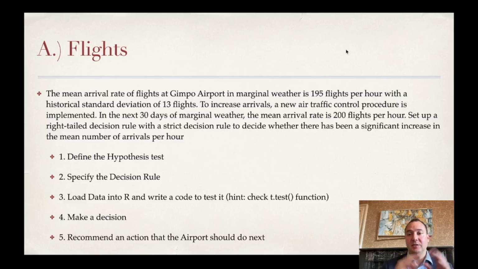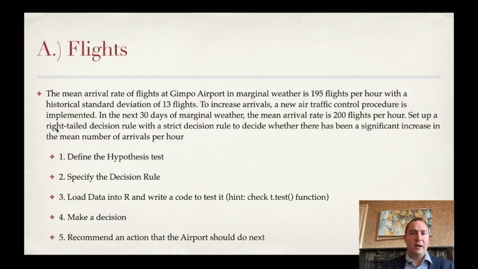So what we have is, historically, they've had 195 flights per hour. After implementing a new air traffic control procedure, now they have about 200 flights per hour. So we want to know, is this a significant change? Has it increased? Because we're looking at one direction, specifically, did the flights increase significantly? We can look at only a right-tailed decision rule because we are only interested in that side of the distribution.